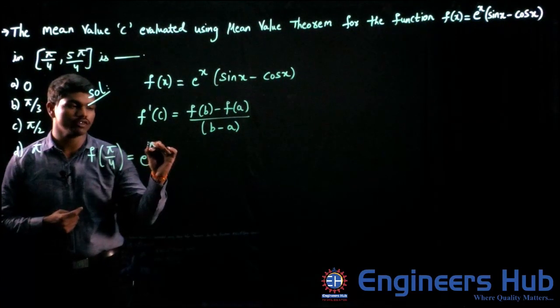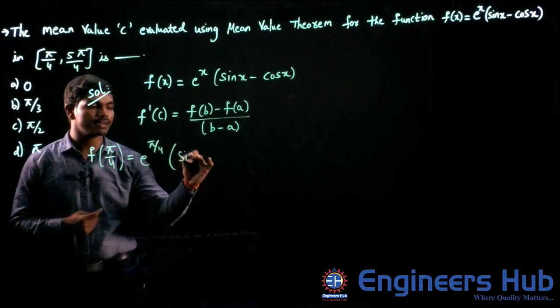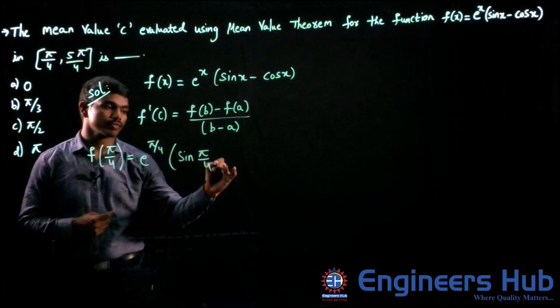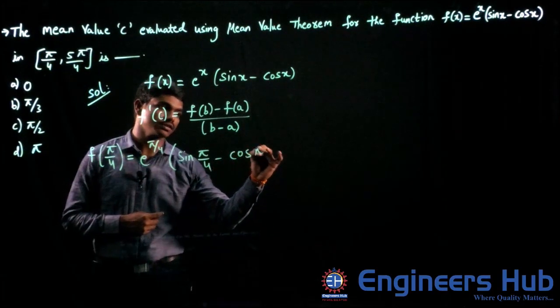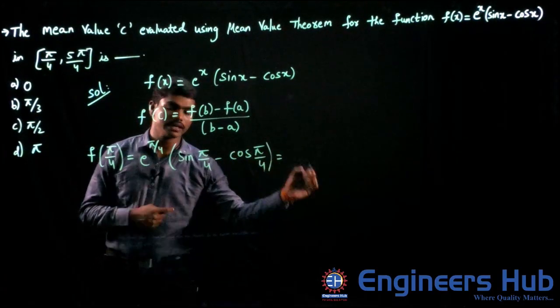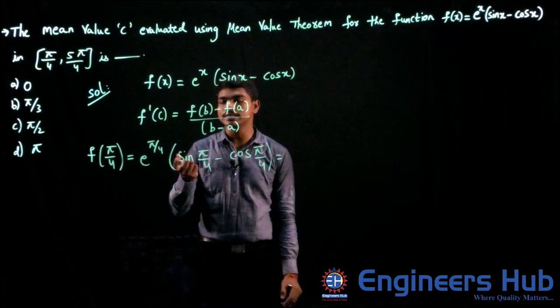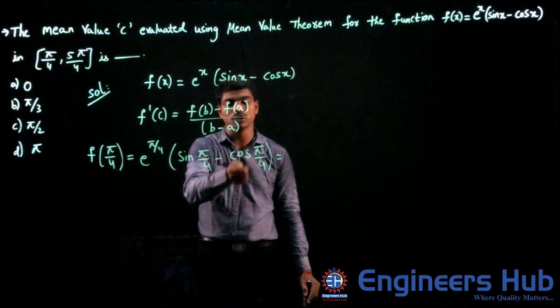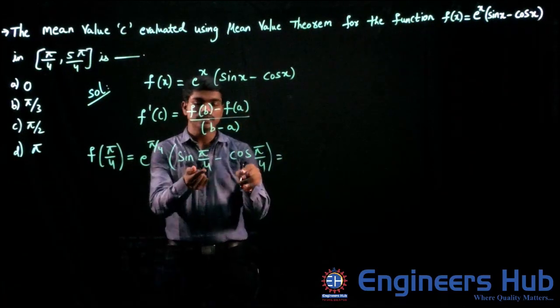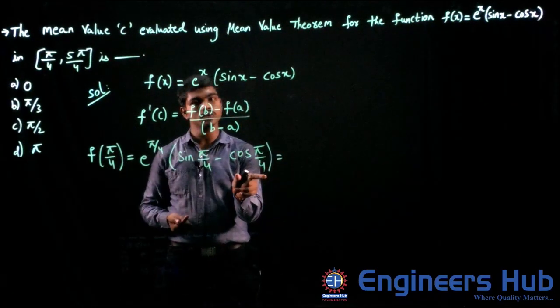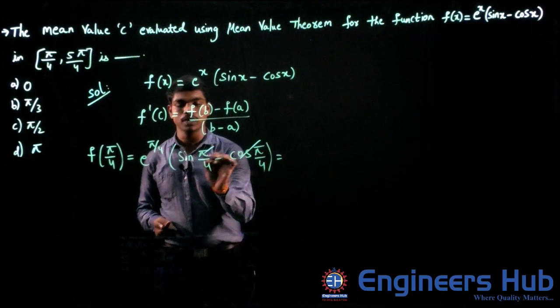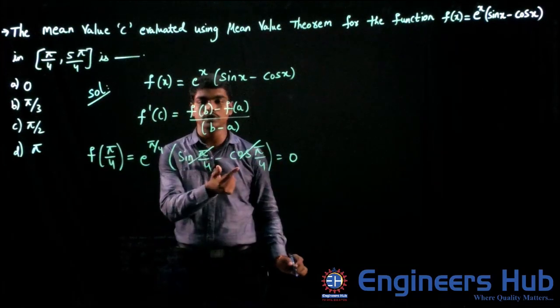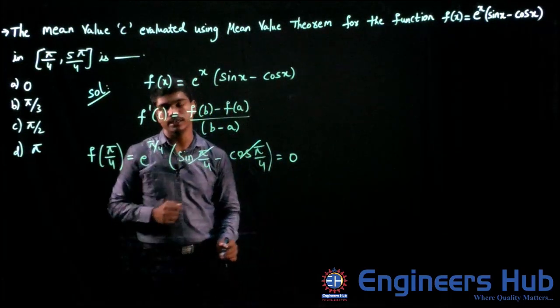e power pi by 4 into sin pi by 4 minus cos pi by 4. And if you see one thing, you may feel like by using your calculator, you're going to evaluate this e power pi by 4 value and sin pi by 4 and cos pi by 4. But if you see, this sin pi by 4 is numerically equal to cos pi by 4, which means these two are numerically same. So the answer is 0, because 0 into some positive quantity is 0.